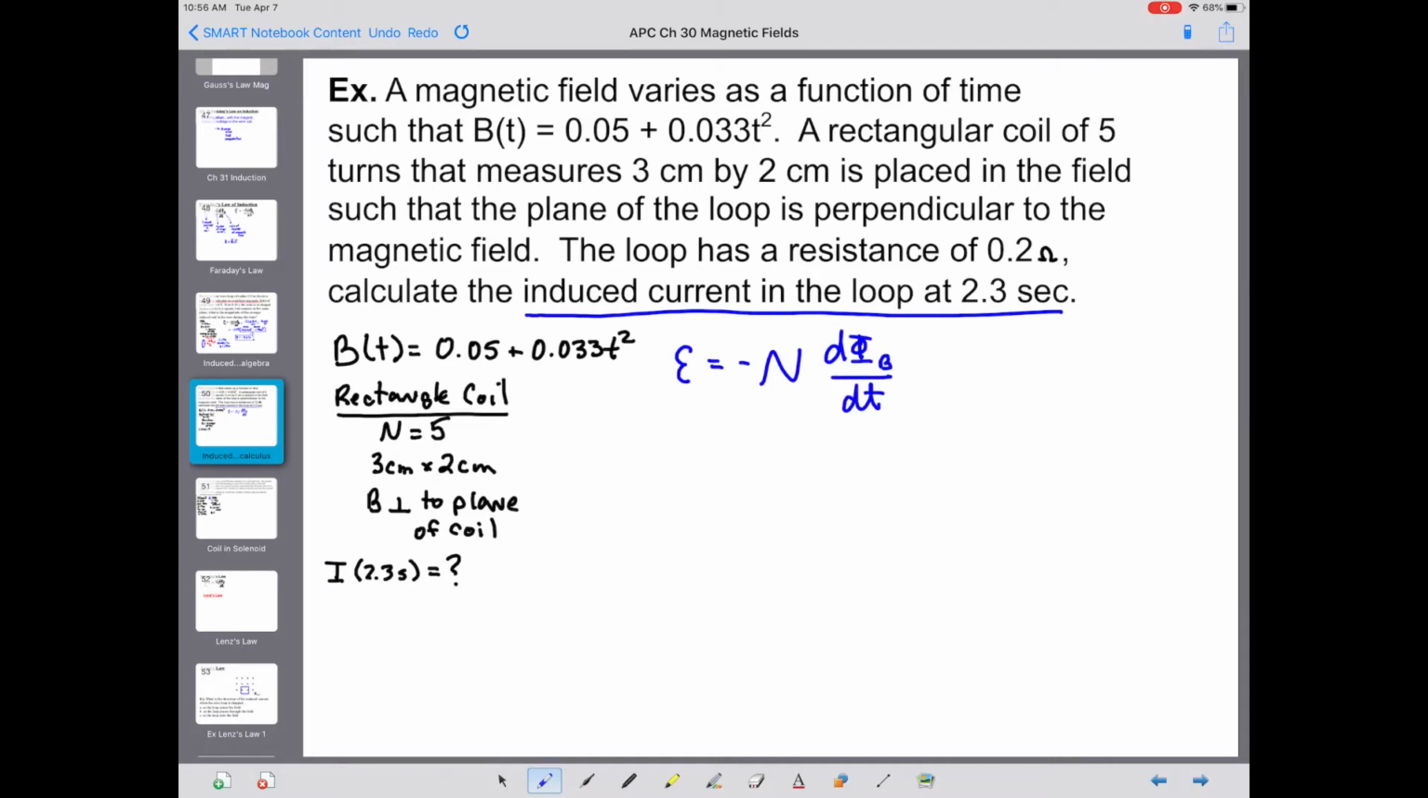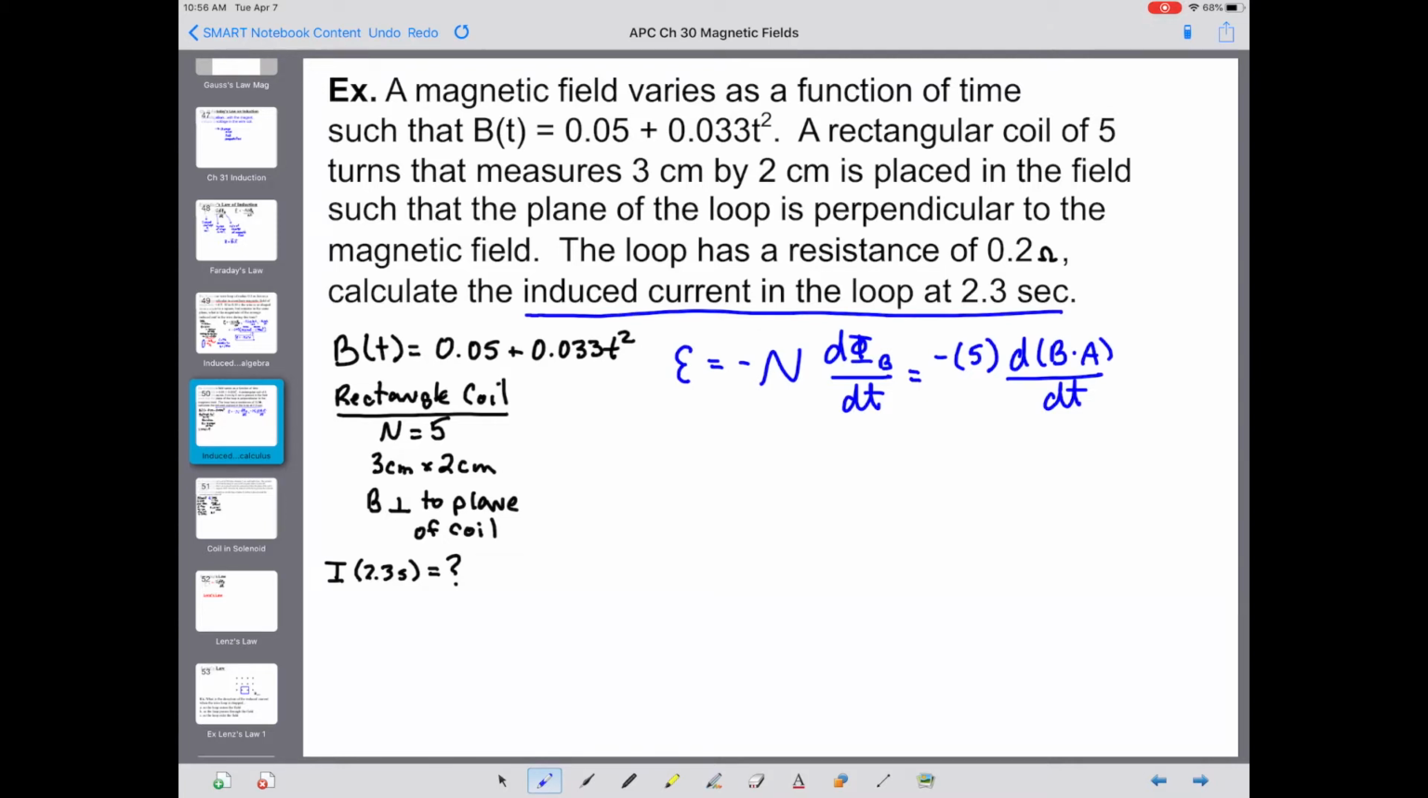If we're going to calculate the induced current, we're going to get the EMF, and then somewhere along the line, we're going to take that EMF or that voltage, and we're going to plug it into Ohm's law. So, calculus version, because we're given an equation, EMF is equal to negative N dΦ/dt. N is 5, so I'm going to go ahead and put that value in. dΦ/dt, well, that's the derivative of B dot A over dt.